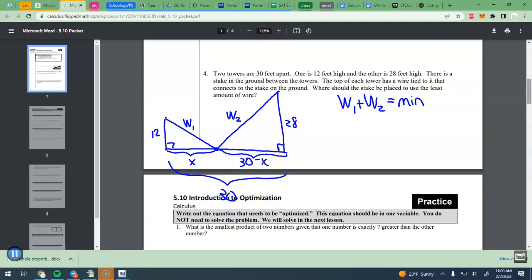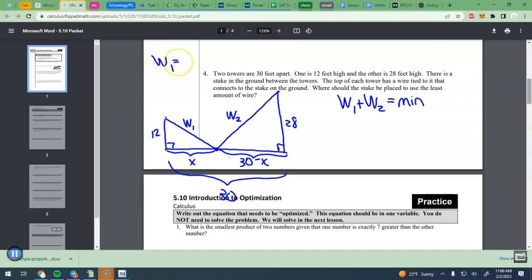That's like the thrust of this question: can you figure out that? It's probably the hardest part of this question. So you've got to know to split it into two parts where one is x and the other is 30 minus x.